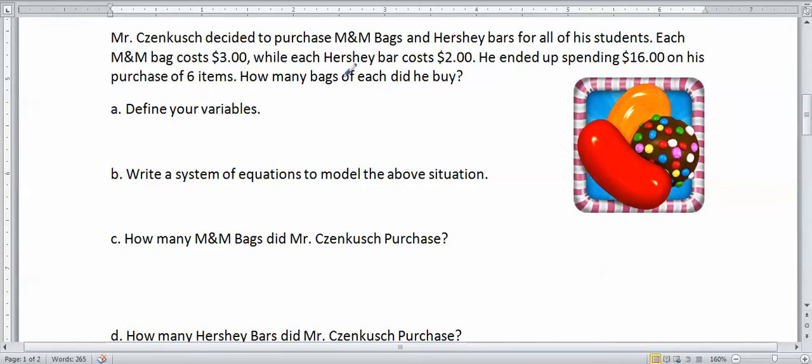Alright, so the first thing you do for this type of problem is define your variables. Well, I have two, right? I'm talking about M&M bags and Hershey bars. The last part of the question will tell me what my variables are. How many bags of each did he buy? So I'm going to label my X as bags of M&Ms. And my Y is going to be Hershey bars.